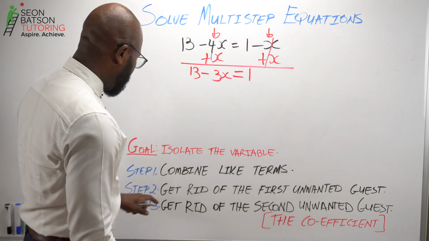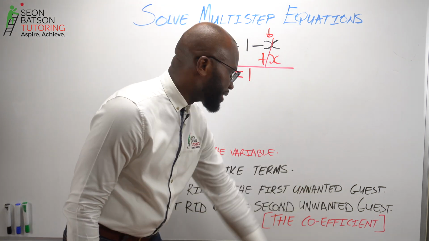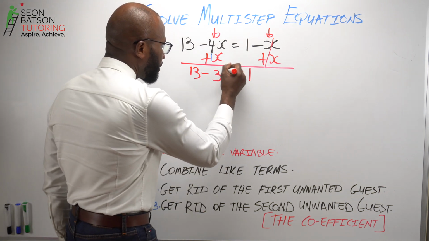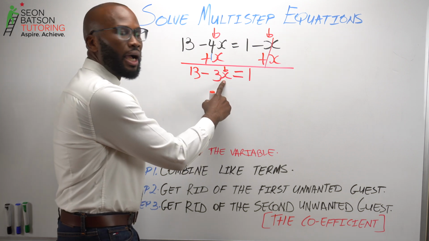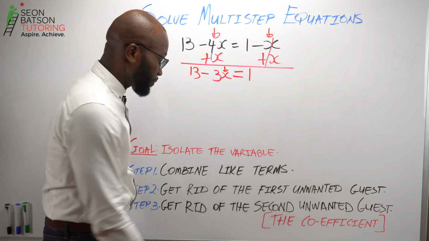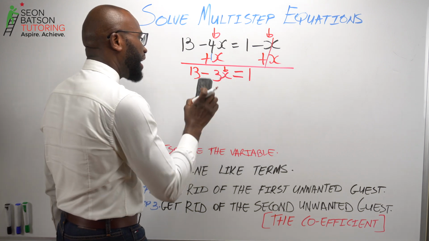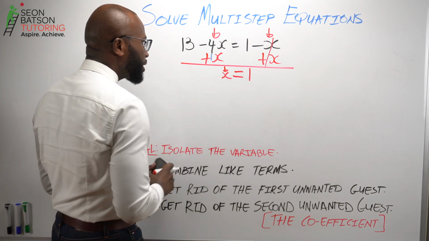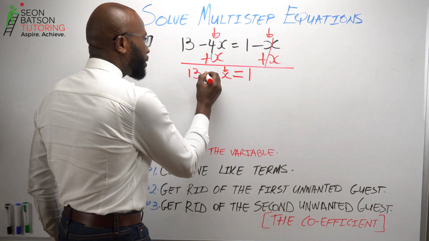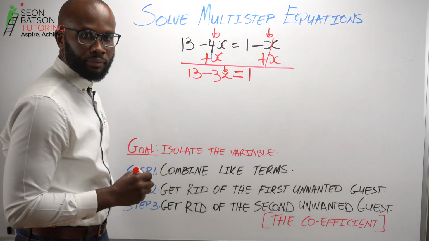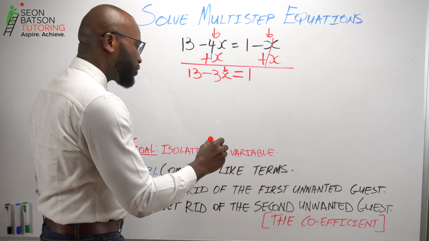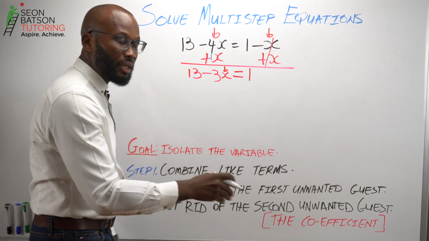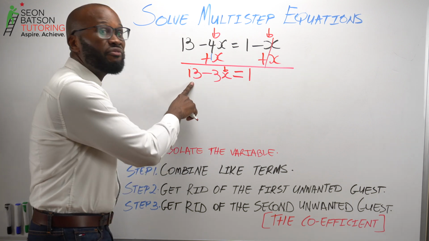Perfect. Now, step 2. We will get rid of the first unwanted guest. Remember again, what is our goal? We want to get this x right here positive and by itself on the left side. To get this x positive and by itself, we have to get rid of the 13 and the negative 3. So therefore, the 13 and the negative 3 are our unwanted guests. The rule says you always get rid of the unwanted guest that is farthest from the variable first. Therefore, we have to get rid of the 13 first.